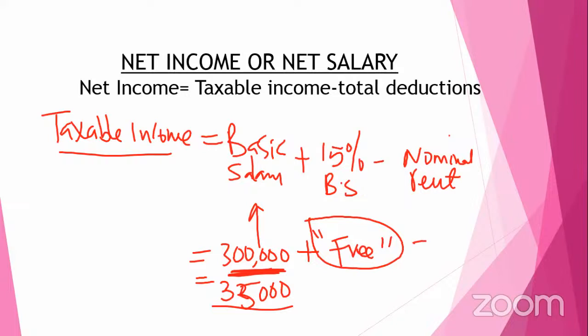Then the nominal rent is when you are given a free house, meaning the company can ask you to pay something like 2,000, which is not equivalent to the value of this house in the market. If the house is like 50,000 per month and you are paying 2,000, this 2,000 is taken as nominal rent, which is like money you are paying for things like services, maintaining cleanliness, garbage collection, and the like. So that subtraction is nominal rent.